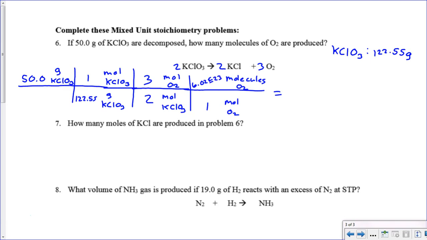Now we have to look through and count our sig figs. All the ones that have moles associated with them in this case are all perfect numbers, so those are infinitely many sig figs. But 50.0 has 3, and 6.02 times 10 to the 23rd has 3. 122.55 has 5. So we go with the smaller number, and we're going to end up with 3 sig figs in our answer. If you calculate that and round to the correct number of sig figs, you should get 3.68 times 10 to the 23rd molecules of O2.